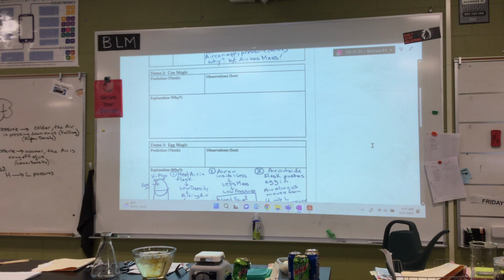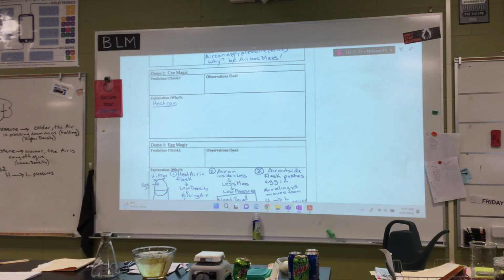First thing we're going to do is break this in half. Try to use half of this. Okay, so the first thing I'm going to do is talk about how we heated the can. So we heat the can.